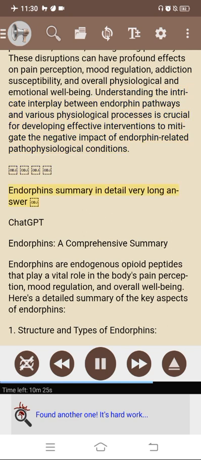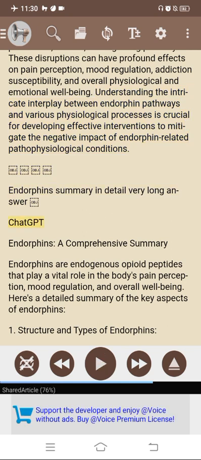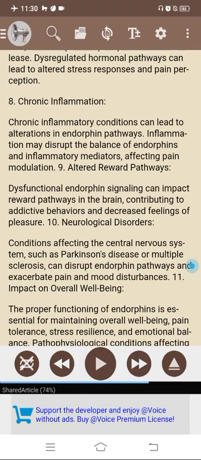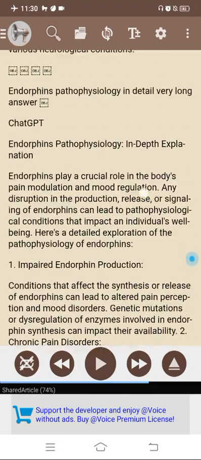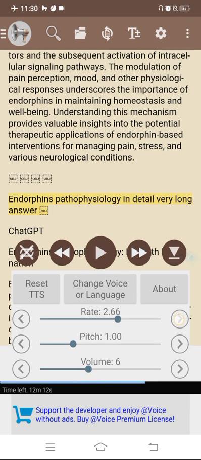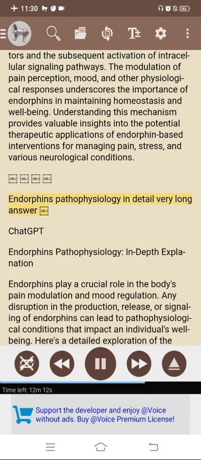Endorphin summary in detail. Very long answer. ChatGPT. Endorphins pathophysiology. Endorphins pathophysiology in detail. Very long answer. ChatGPT. Endorphins pathophysiology. In-depth explanation.